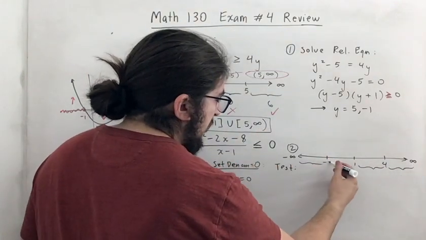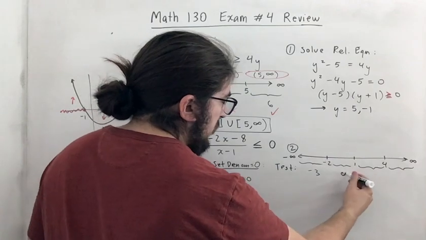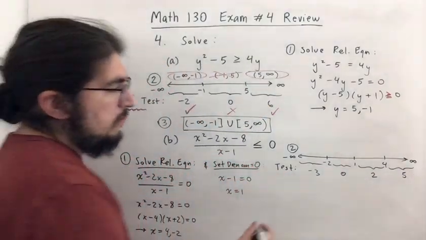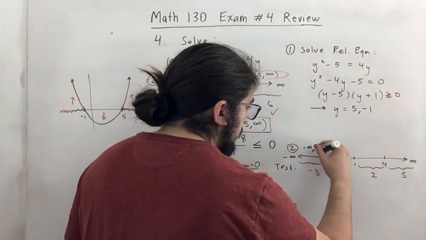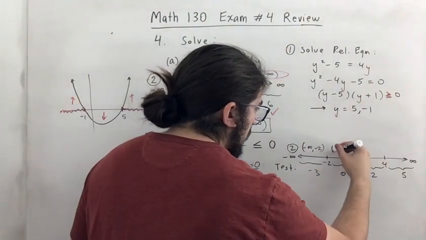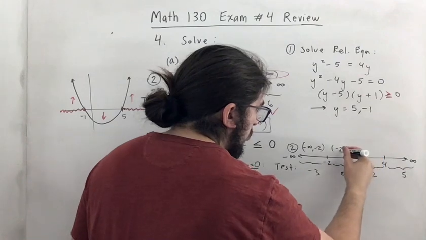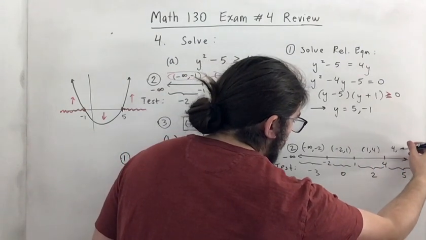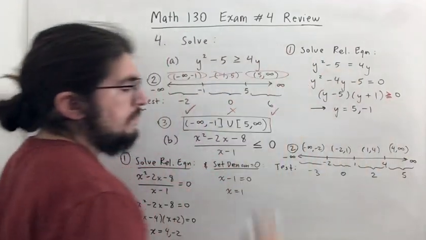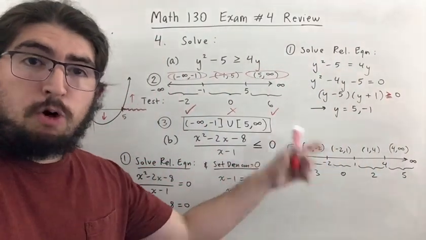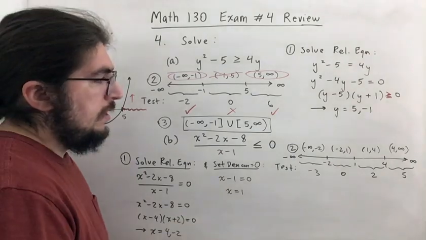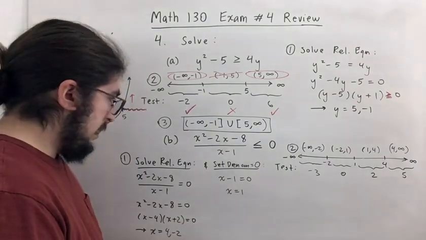So between -infinity and -2, we can pick -3. Here we can pick 0. Here we can pick 2. And here we can pick 5. Now the intervals are -infinity to -2, -2 to 1, there we go, and then 1 to 4, and finally 4 to infinity. Perfect. And again, writing them as open, we'll consider the closed brackets in a moment. So let's plug these in.